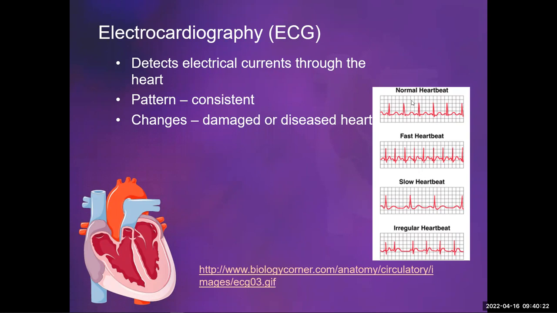Whereas in this case, what is the difference when you look at a normal and a slow heartbeat in terms of the spikes and the intervals? What could you say?